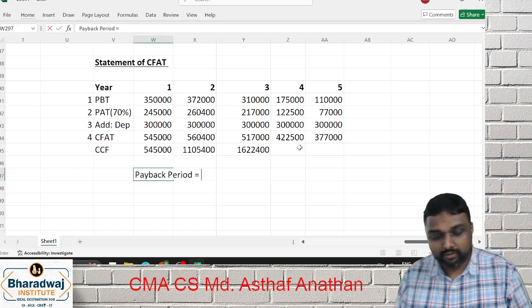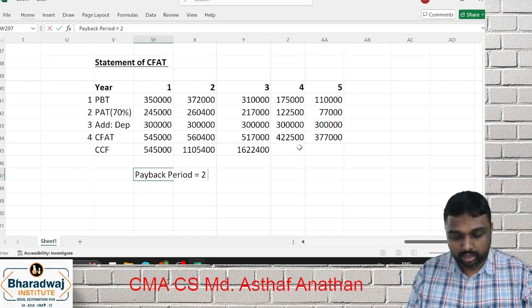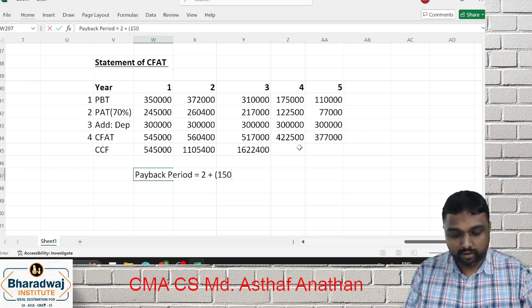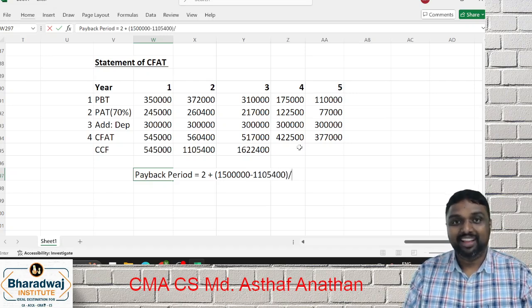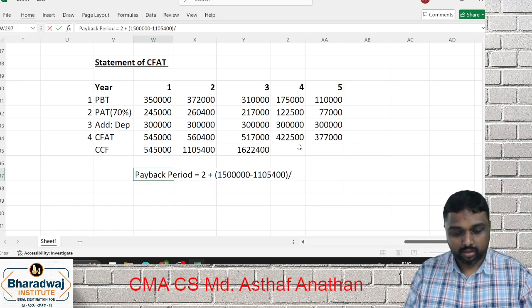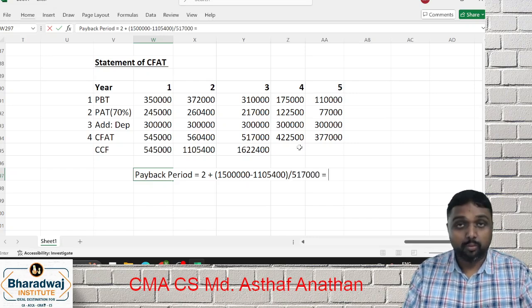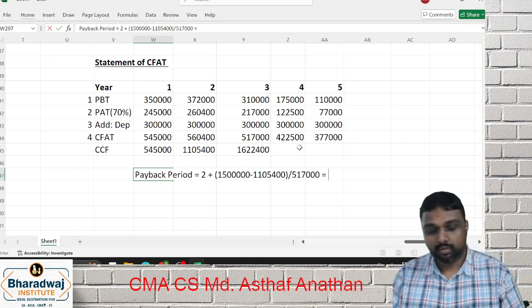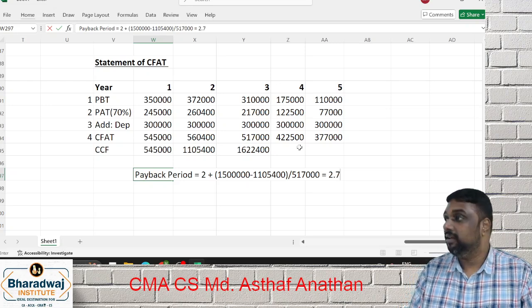So payback period will be what? 2 years plus 15 lakh minus 11 lakh 5,400 divided by... What will be the answer, friends? 2.7.